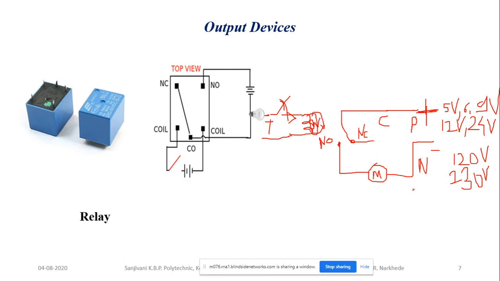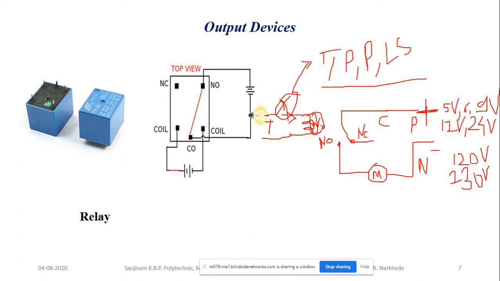Now what is the application of this in industrial automation? Instead of manually switching on and off, the switch we have discussed, we are going to operate it with the help of a temperature sensor, or a pressure sensor, or a proximity sensor, or a limit switch. So when I use this type of sensor, my system is going to be automatic.